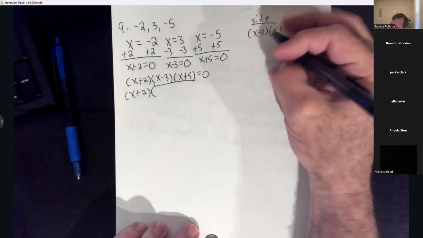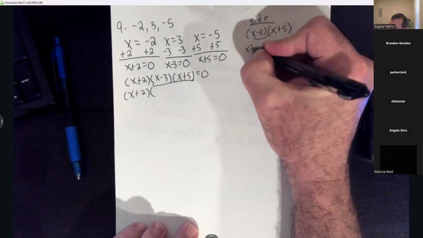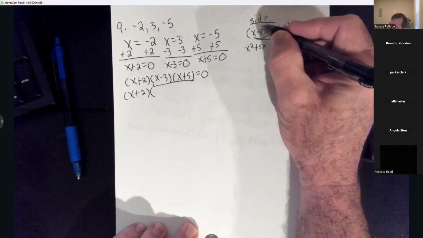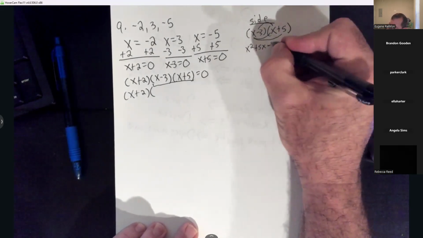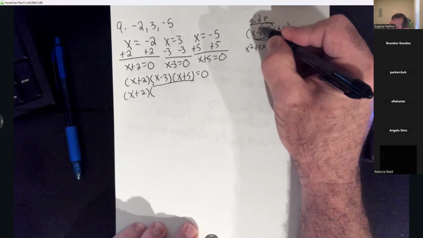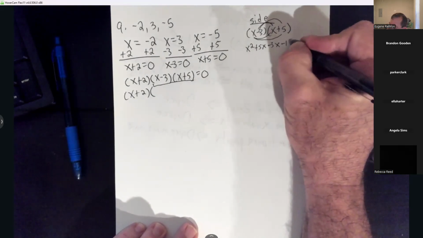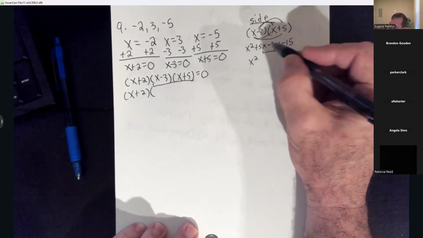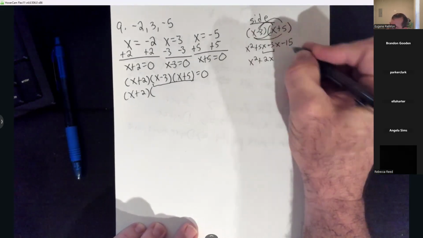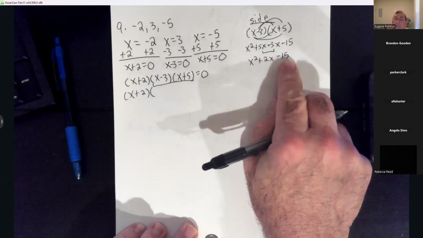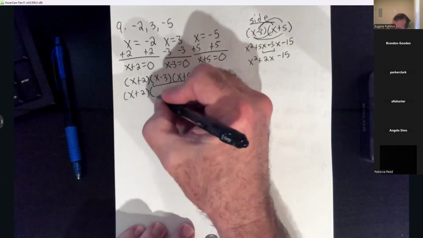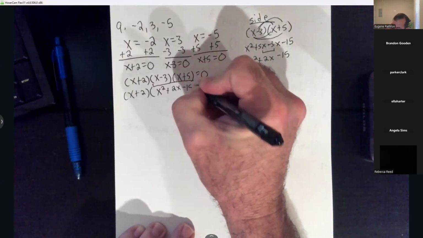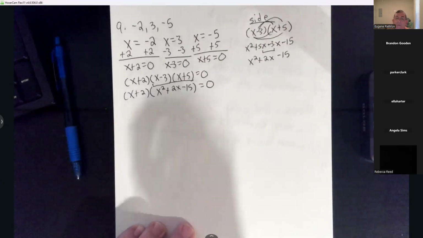All right, y'all, so x times x gave me an x squared. X times 5 gave me a 5x. Then on the inside, negative 3 times x is a negative 3x. And then negative 3 times 5 was a negative 15. You're going to add the like terms and end up with an x squared. 5 minus 3 gave me 2x. And then minus 15. So I'm going to put that in my second parentheses. X squared plus 2x minus 15, all equal to 0.